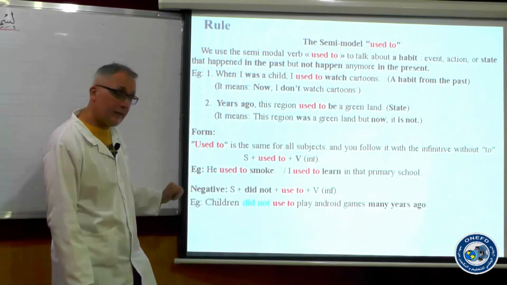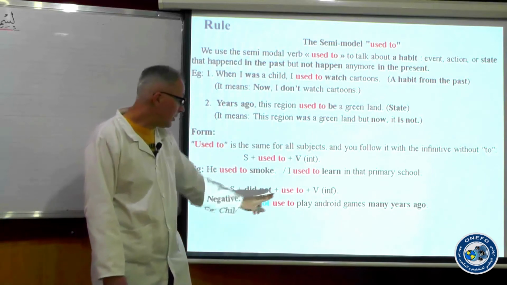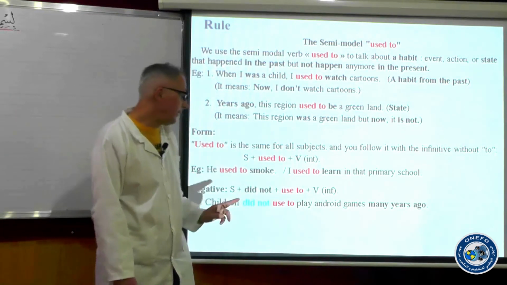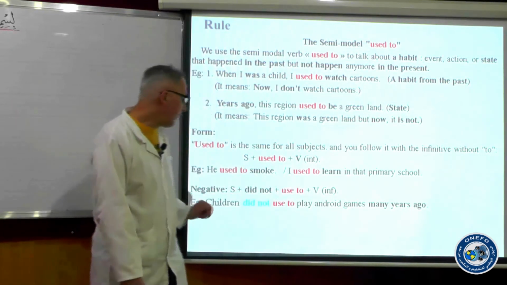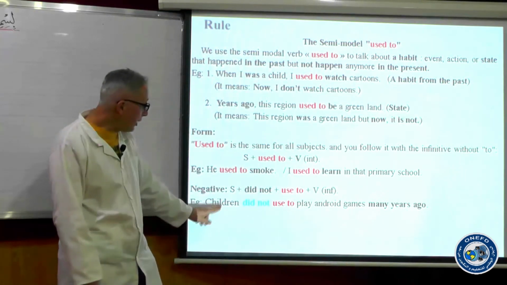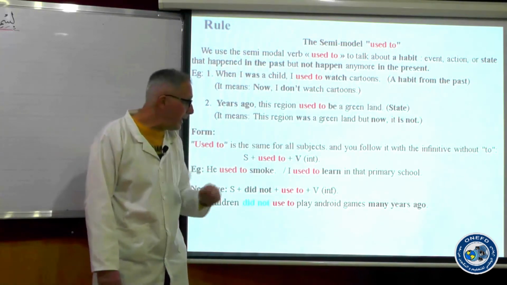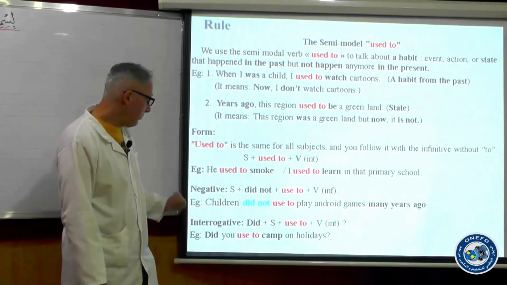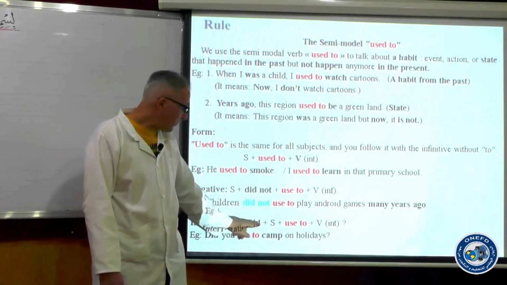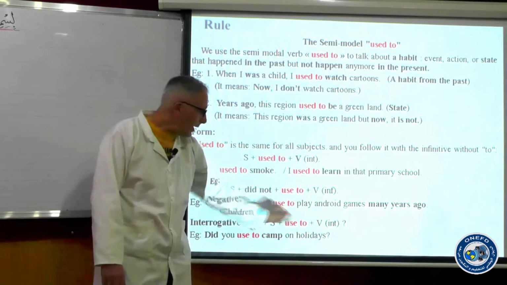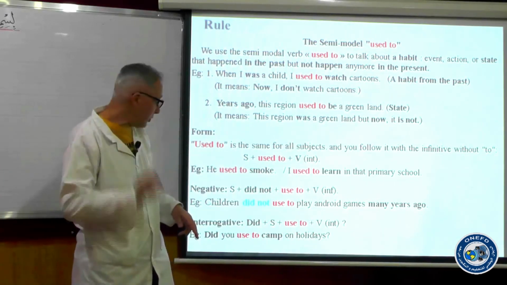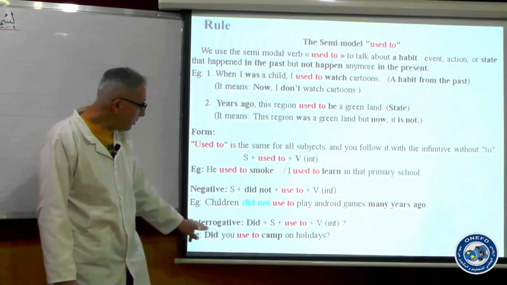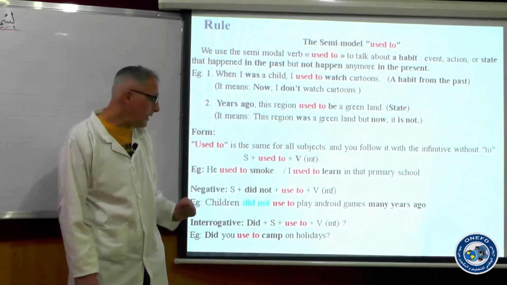The negative, she did not use to, without D. And we put the verb in infinitive. Example, children did not use to play video games many years ago. Interrogative, did, the subject, use to and the verb in infinitive. Of course, we put a question mark. Example, did you use to camp on holidays?